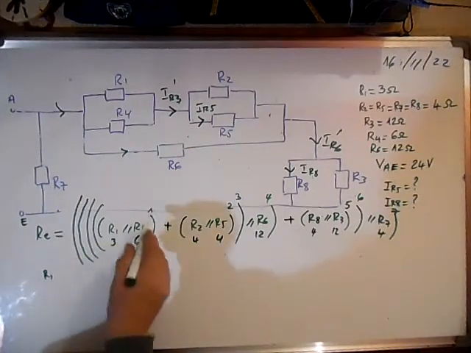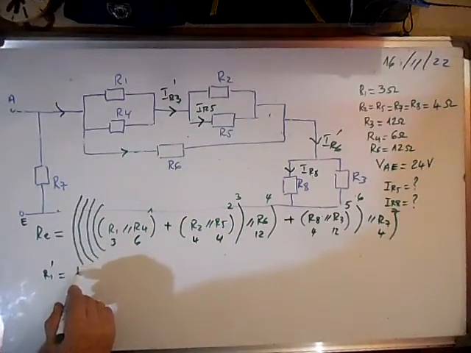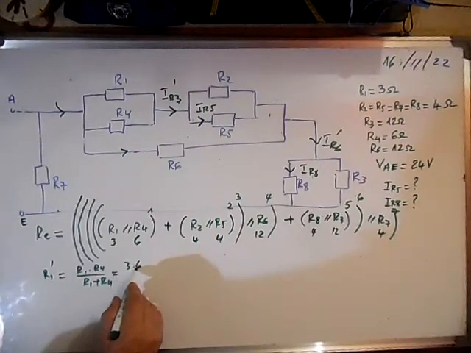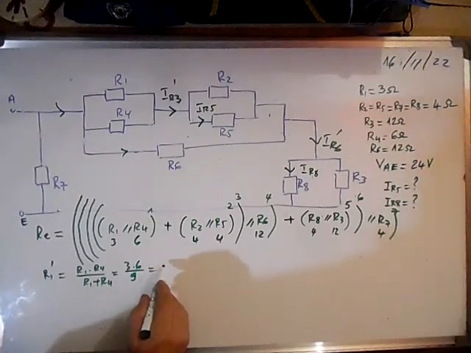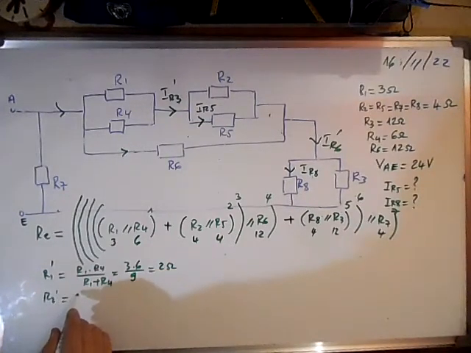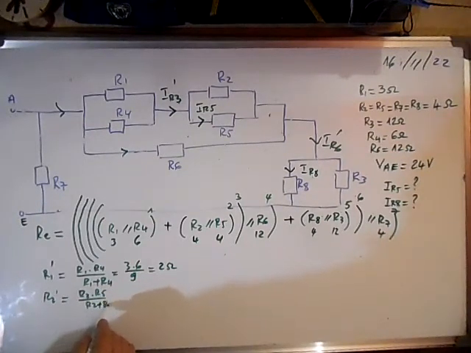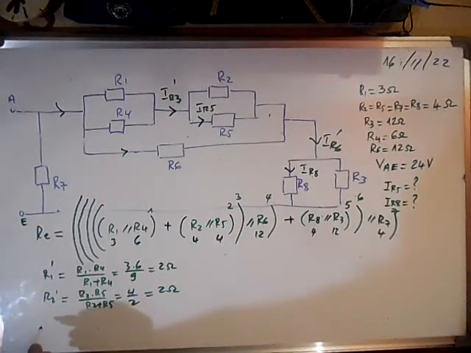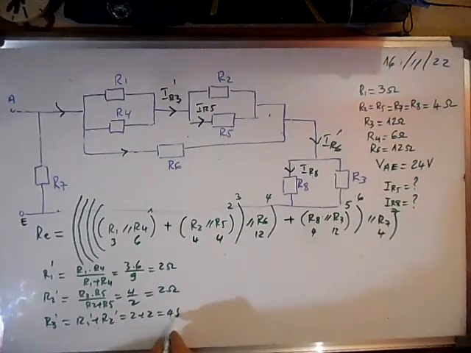So let's calculate. Let's call this one R1 prime. This is R1 times R4 over R1 plus R4. That gives us 3 times 6 over 9, which is 2 ohms. R2 prime is R2 times R5 over R2 plus R5. This is 16 over 8, which is 2 ohms. R3 prime is R1 prime plus R2 prime. This is 2 plus 2, which is 4 ohms.